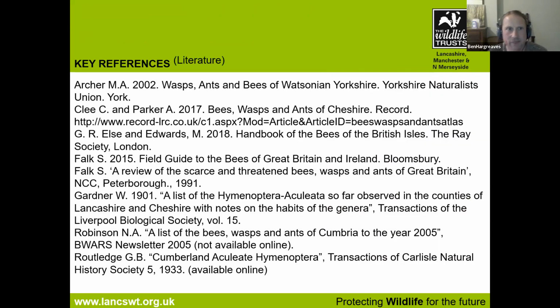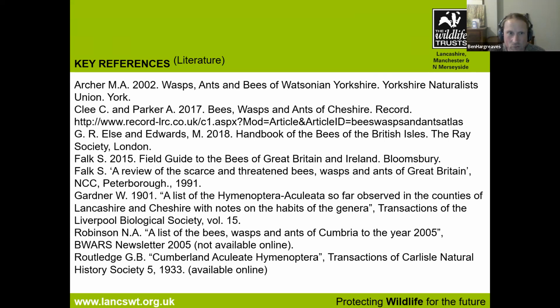And next slide, please. Yeah, so the key references I just wanted to put in towards the end. These are literature references. Michael Archer's book for Yorkshire, you might be able to get second-hand copies online. Colin Clee's and Tony Parker's Atlas for Cheshire is available online if you follow that link at LRC, Cheshire's Record Centre. Then there's the Handbook of British Bees, a very expensive volume, but very comprehensive and superb. And Steve Falk's great works.